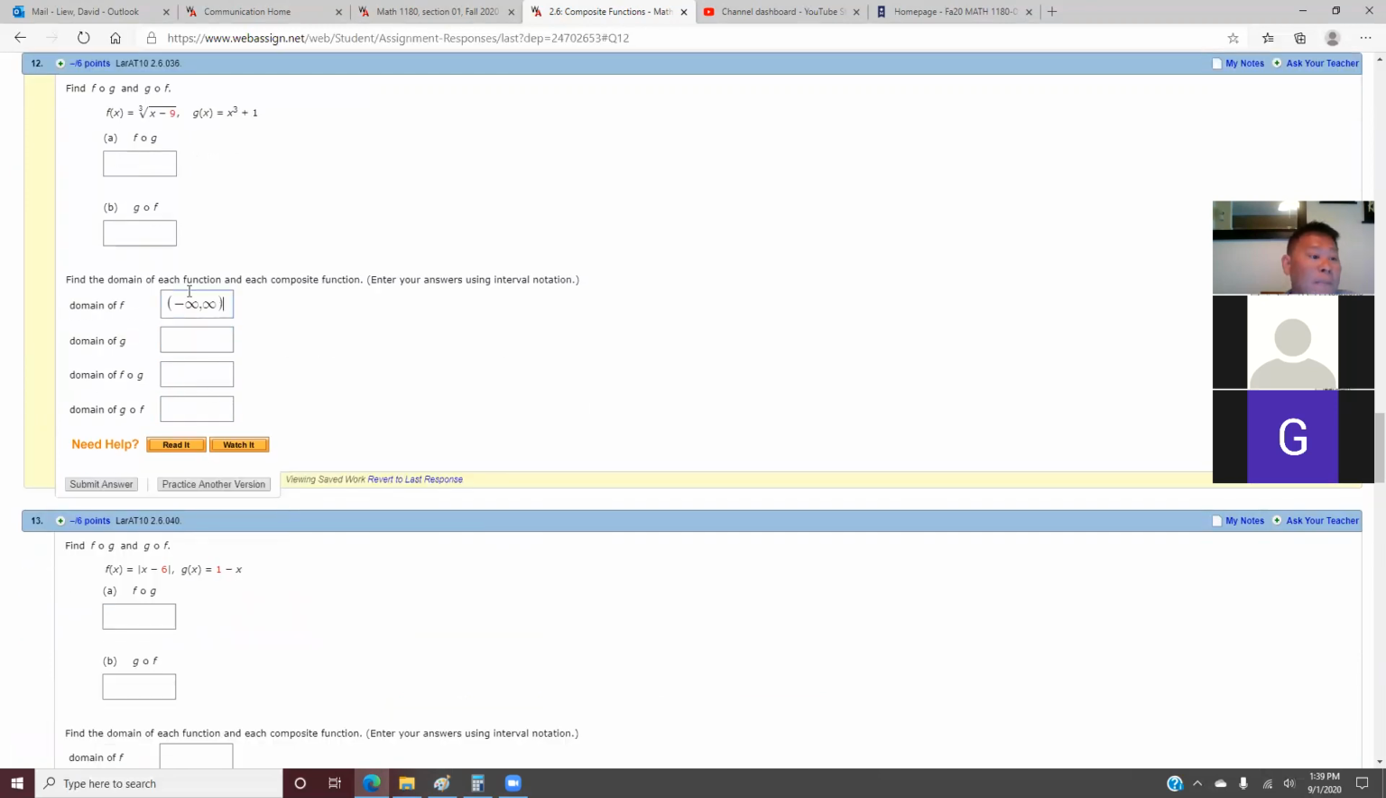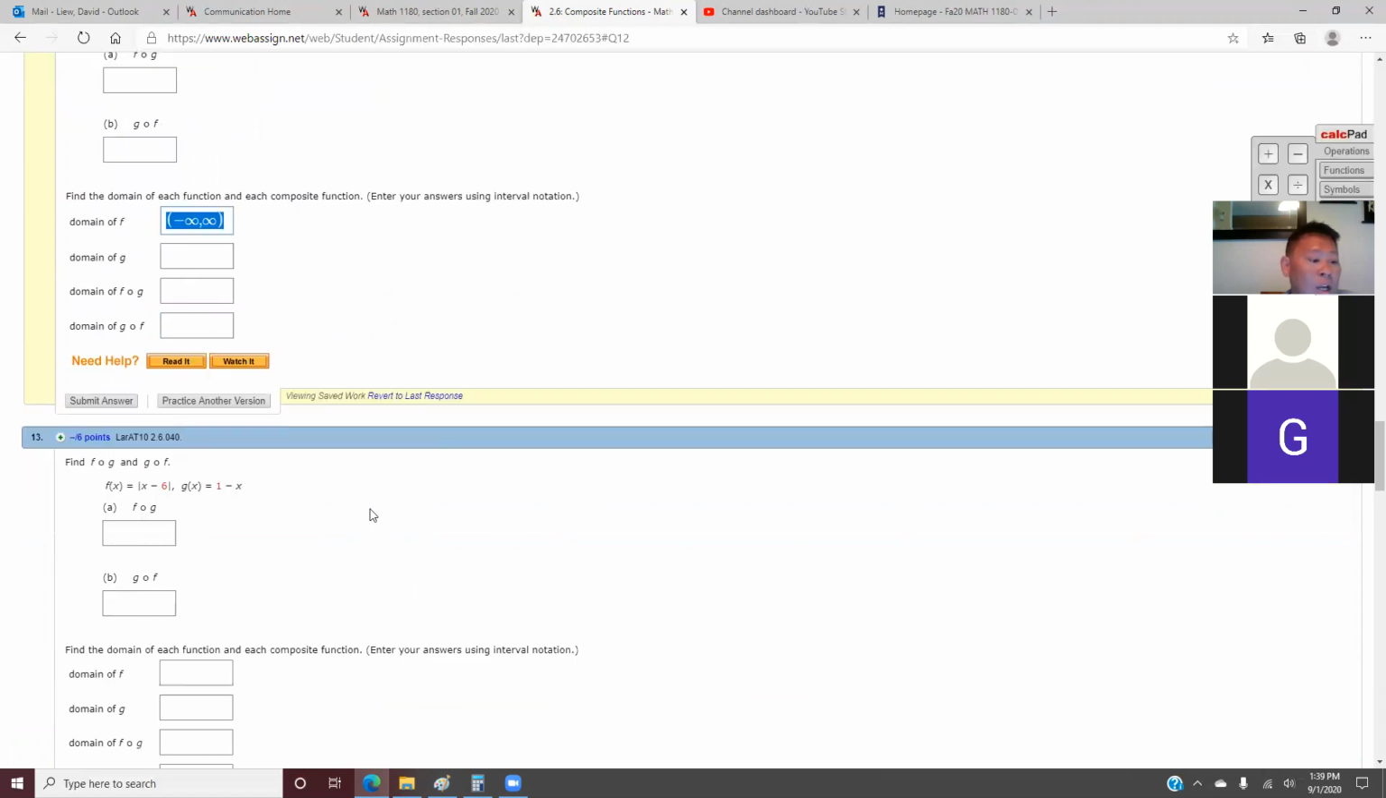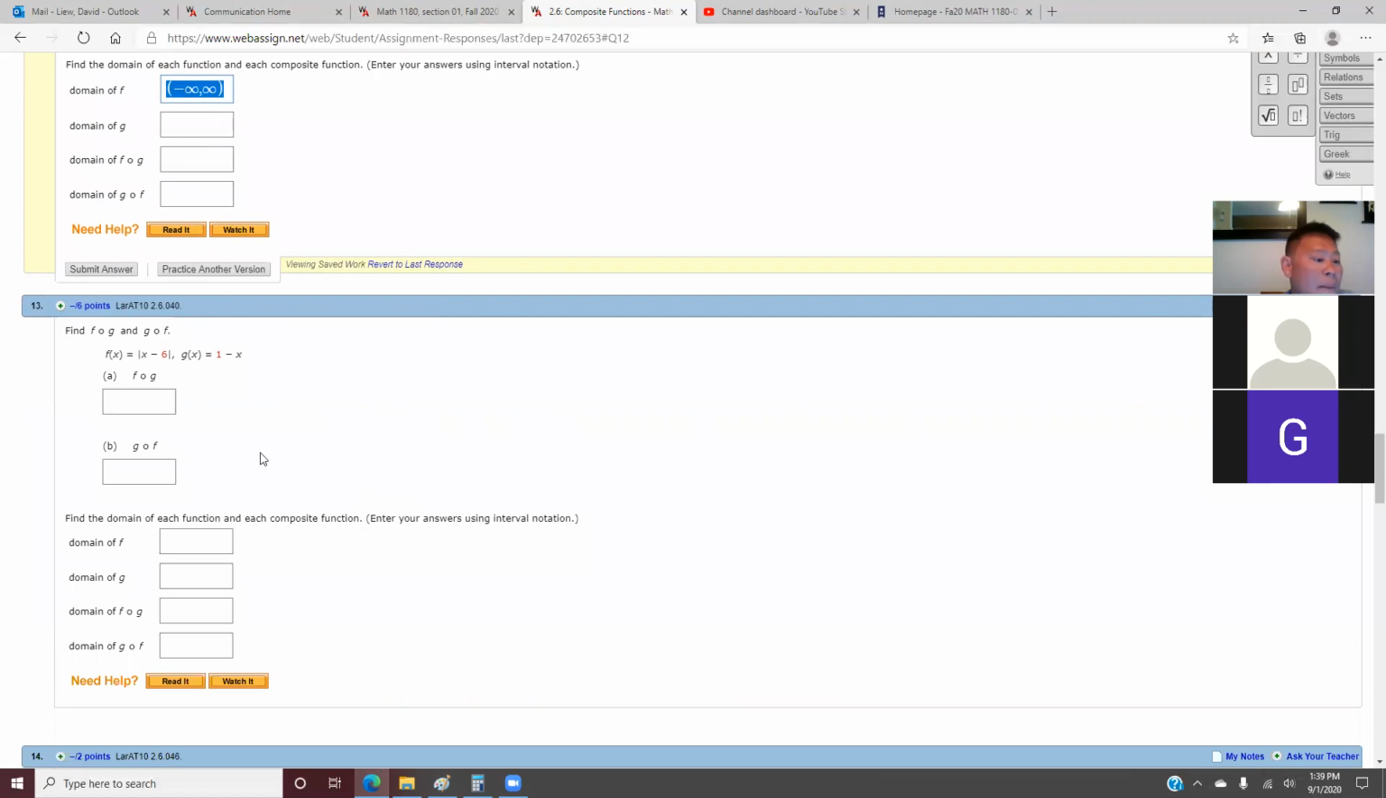So all of this is the same, you just copy and paste, they're all the same. The same thing happens on question 13 because for absolute value, the domain is all real numbers. Polynomials, domain is all real numbers. So for question 13, your answer is the same. All of this is going to be from negative to positive infinity.